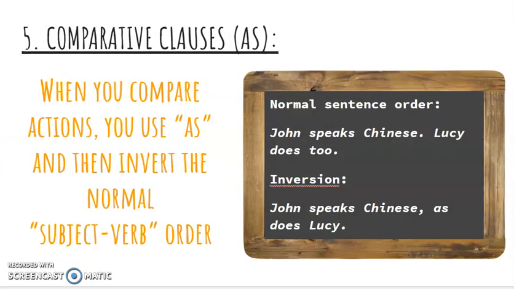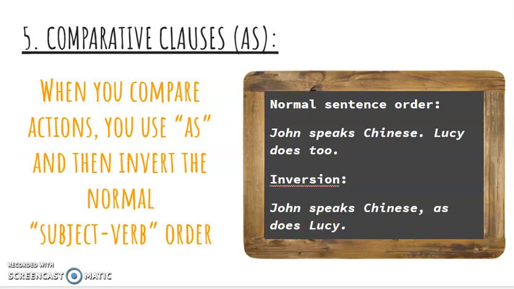Now we're going to move on to the next type, comparative clauses, when we use inversions with comparative clauses. Have a look at the board, the first sentence. "John speaks Chinese, Lucy does too." When you compare actions, we normally use "as." Remember, you don't use "like." This is something that we've already said in class. And then we invert the normal subject-verb order as usual, as in any other type of inversion. So "John speaks Chinese, Lucy does too" would become "John speaks Chinese, as does Lucy," right?